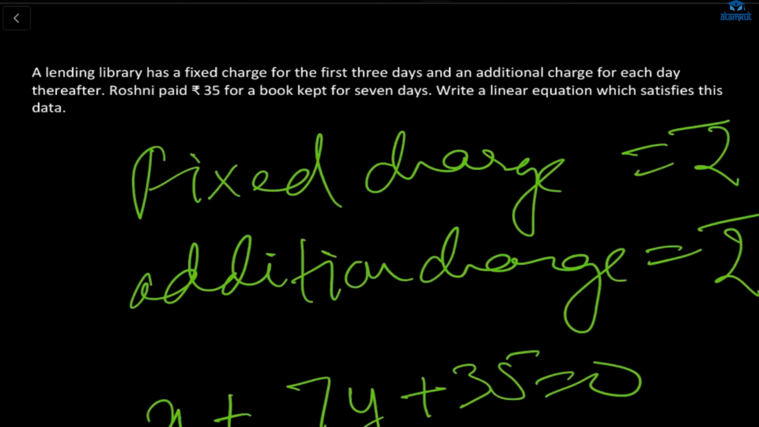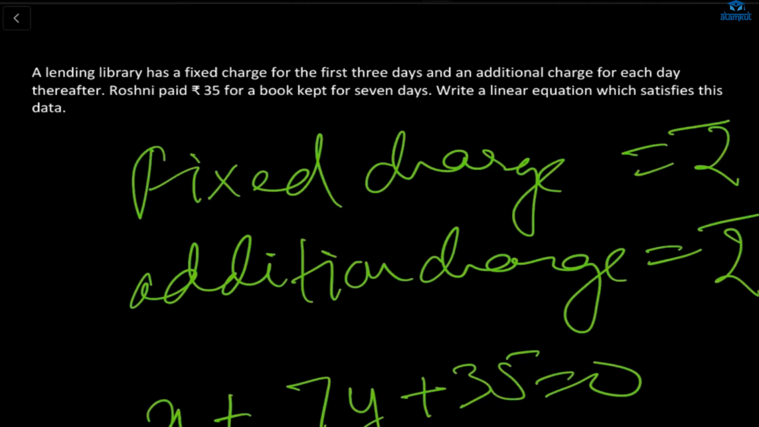3x plus 7y. She kept the book for a total of 7 days, Shazan. That means you have to minus 7. For 3 days, it will be the fixed charge. For 3 days, we already know the charges are fixed.